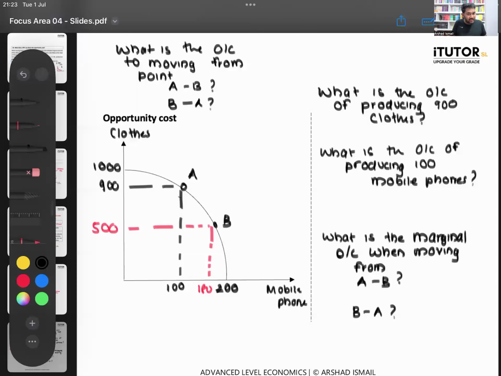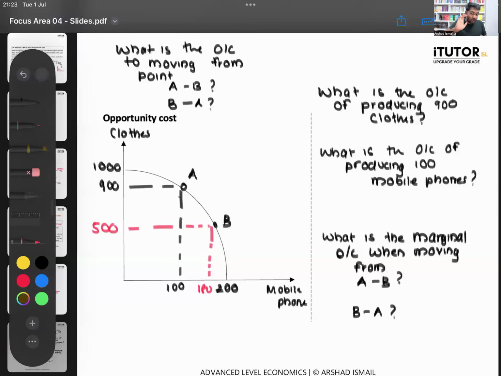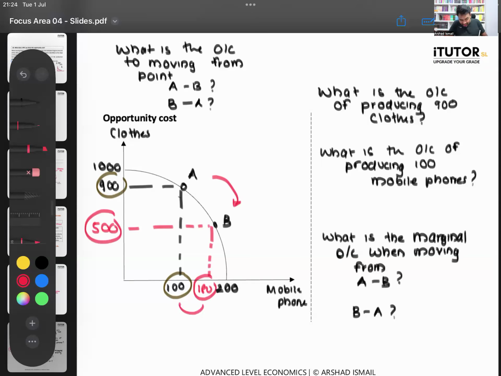We'll start with the first one that I wrote. What is the opportunity cost when moving from point A to point B? That I taught you all before. Think, at point A, you're producing 900 clothes, 100 phones. When going from A to B, now you're producing 500 clothes, 180 phones. So to get 180 phones, what did you sacrifice? That is the answer for the first one. What did you sacrifice? To get 180 phones, you had to sacrifice 400 clothes. So the answer for the first one is 400 units of clothes. Opportunity cost of moving from A to B.